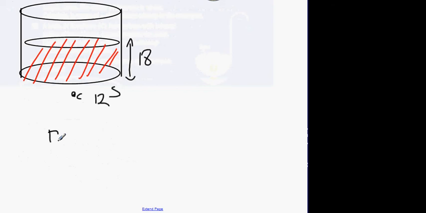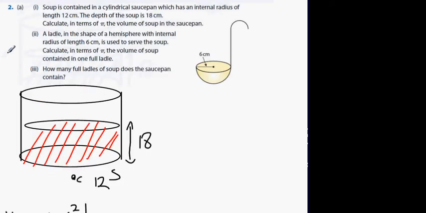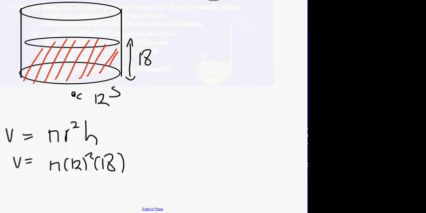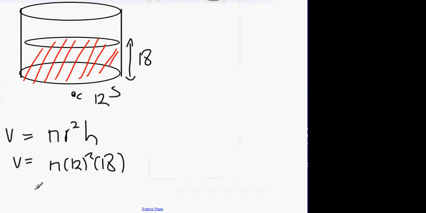The volume of the soup is pi r squared h, which is going to be pi times 12 squared times 18. The answer wants it in terms of pi, which I can do on the calculator. So it ends up to be pi multiplied by 12 squared multiplied by 18, and what we get there is 2592 pi. That's centimeters cubed.